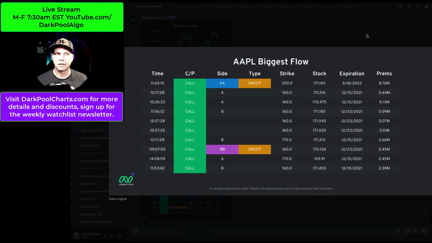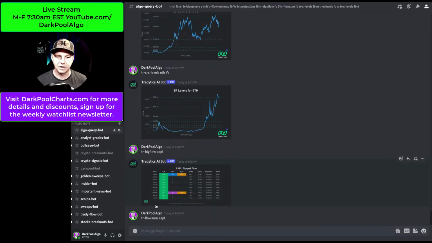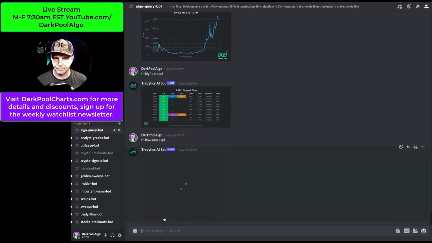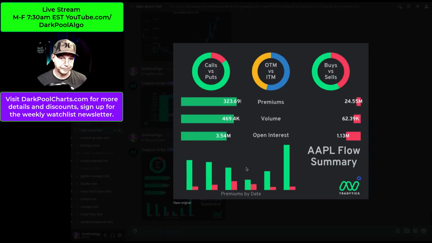So smart money's thinking that Apple's going to hit 200 by March 18th. Now, if I wanted to see the summary statistics of options flow for any specific ticker, specifically Apple, the command is tr flowsum Apple. It's nice. It shows calls versus puts, in the money, out of the money, buys versus sells, open interest, volume, and premiums.